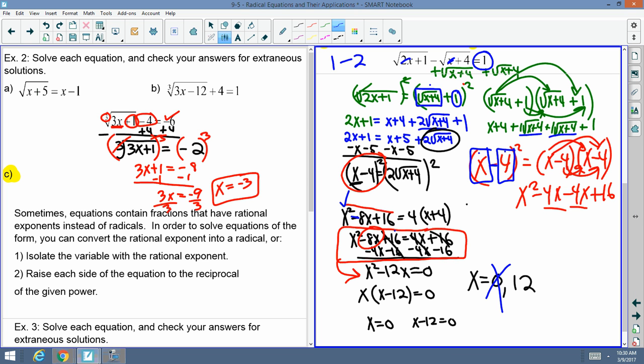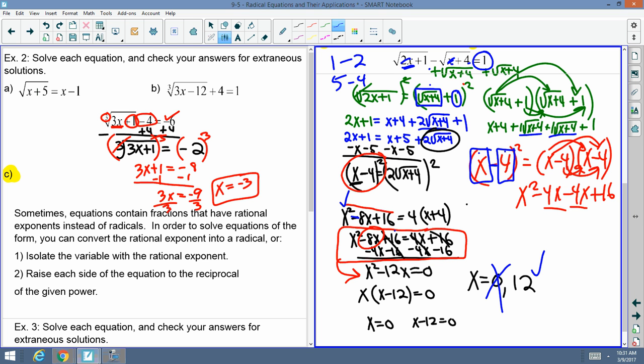How about 12? What's 2 times 12 plus 1? 25. What's the square root of 25? 5. What's 12 plus 4? What's the square root of 16? What's 5 minus 4? It works. So x is only equal to 12.